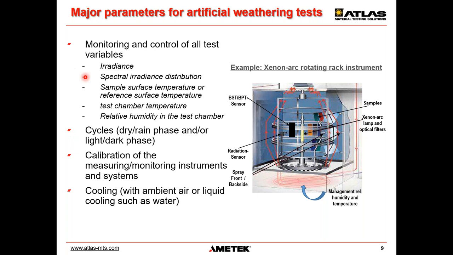Major parameters for artificial weathering: we look here at the graphic of a modern xenon arc weathering instrument, such as the Atlas Ci series models. Number one in artificial weathering instruments is the irradiance control. This is the intensity of the radiation emitted. The spectral power distribution for the irradiance is defined by different optical filters. For example, a daylight filter will deliver spectral irradiance similar to natural outdoor sunlight. A window glass filter, on the other side, will deliver spectral irradiance similar to natural sunlight behind window glass, like at home.